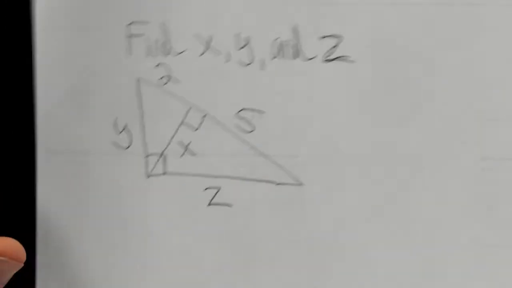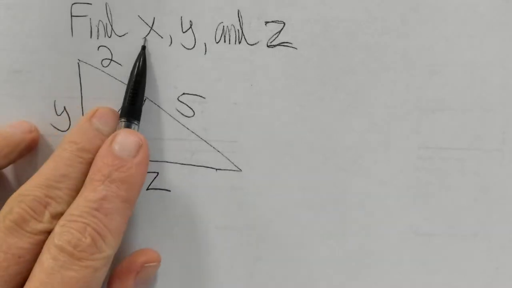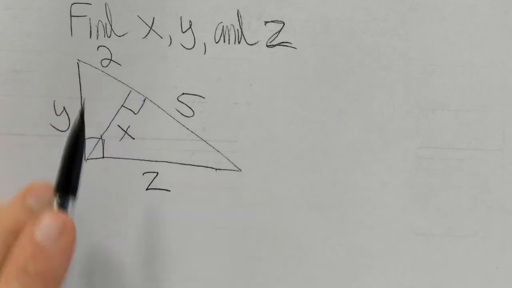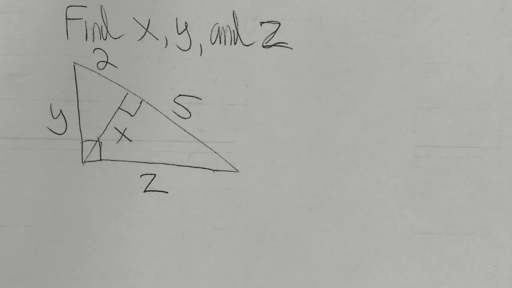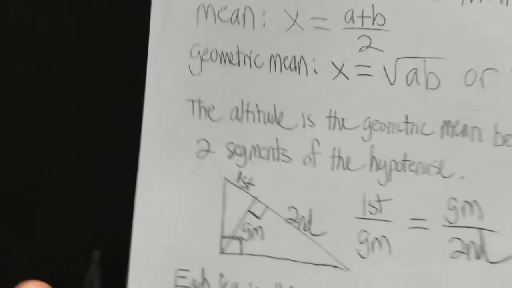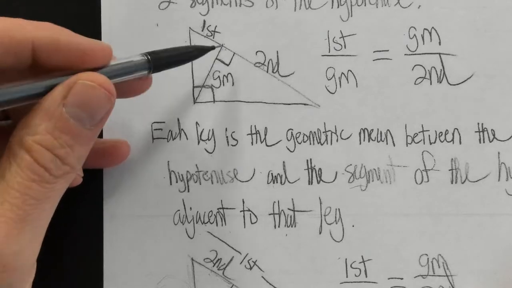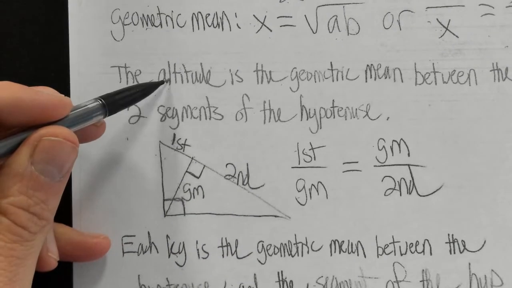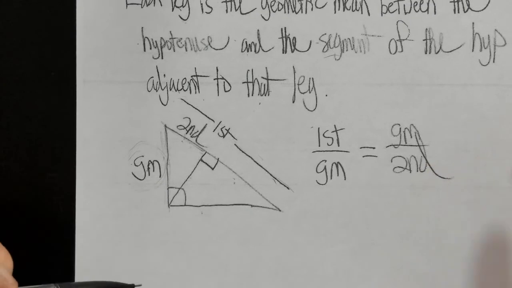All right, so like on this first one, our task is to find x, y, and z. Now, when we come to a problem like this, let's start off with trying to find x. So the first thing that you need to decide is which theorem are you going to use to set this up. Okay, and how do you decide? Well, it depends on whether the altitude is involved with what you're trying to find, in which case you would use the first theorem, or if the leg is involved with what you're trying to find, in which case you would use the second theorem.